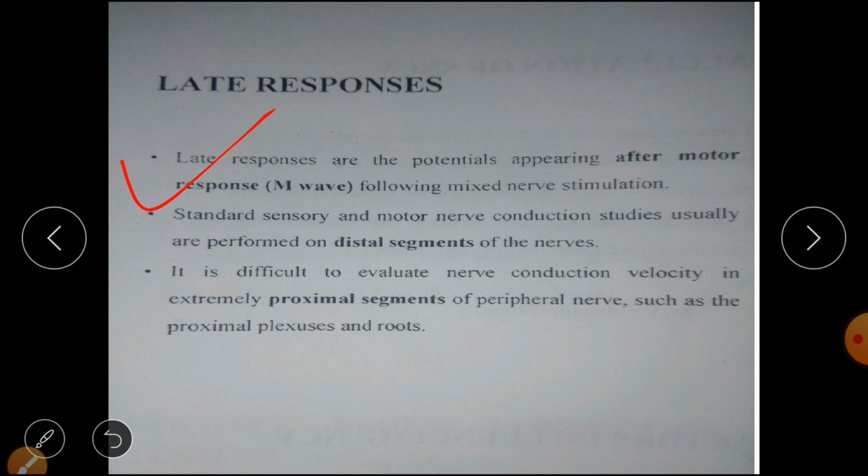Standard sensory and motor nerve conduction studies are usually performed on distal segments of the nerves. So generally we mostly use the distal segments of the nerves. It is difficult to evaluate the NCV in extremely proximal segments of peripheral nerves, such as the plexus and roots.